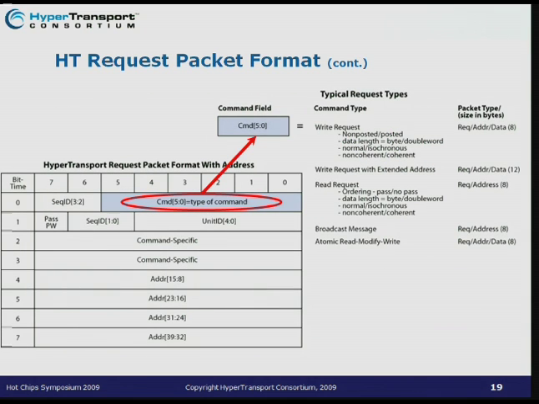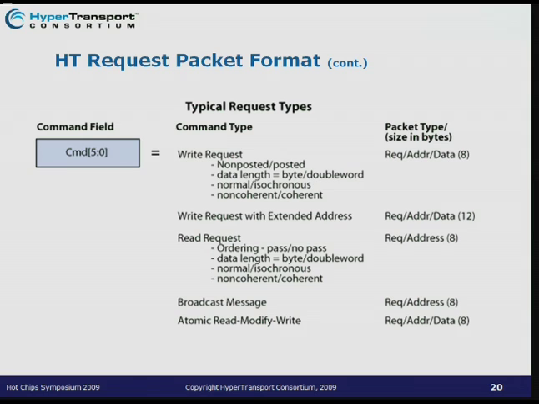This is another bit of information where you can see that the command field, here you have more detail, provides support for multiple packet formats, including the most typical ones: write request, read request, broadcast, atomic read-write modify operations, and things like that. There is also support for extending the address. I mentioned before that the basic packet format includes support for 40-bit addresses. But there is an extended format that provides support for up to 64-bit addresses. Okay, so both read and write requests can be extended so as to support 64-bit addresses.